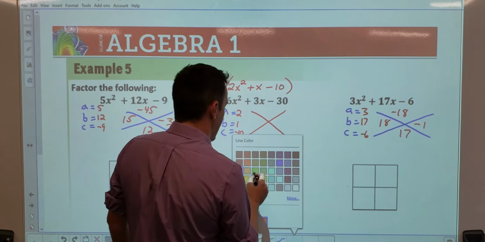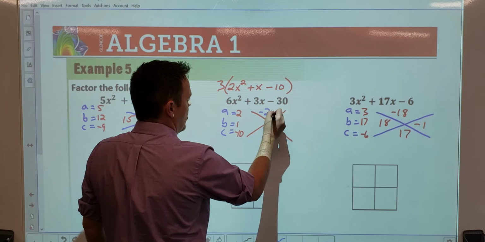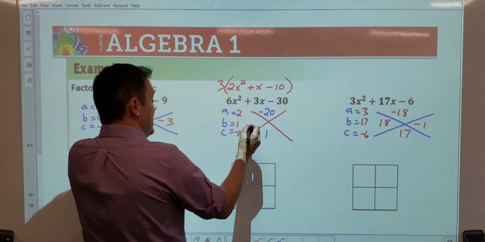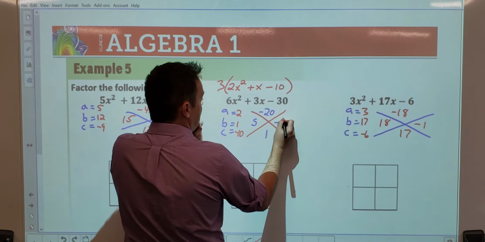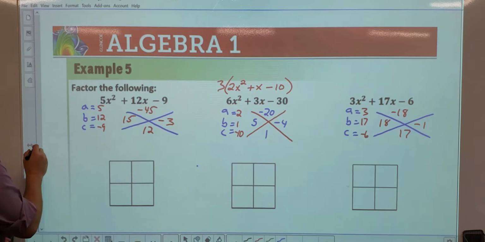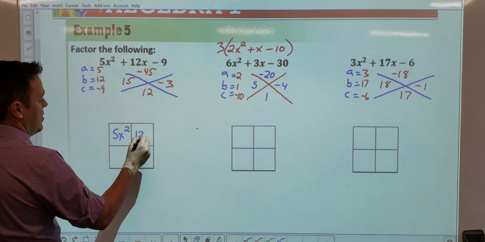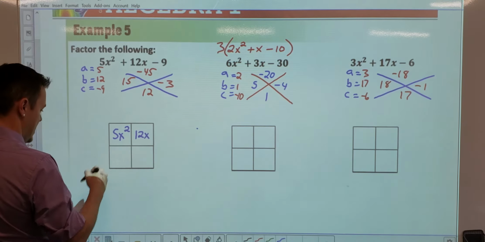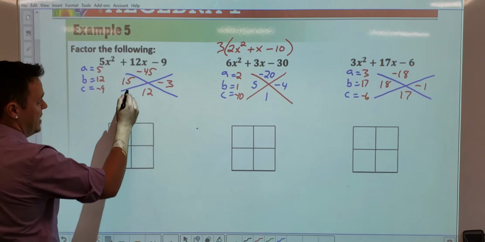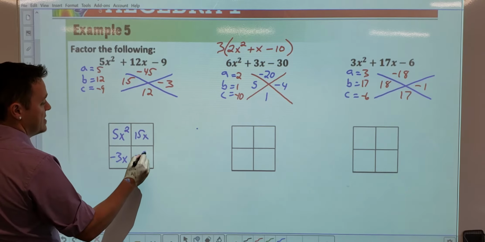All right, so now what we have to do from here is do your setup. So the top value is going to be negative 20, and this is going to be 1. And then what two values would that be? That would actually be 5 minus 4, right? 5 minus 4 is 1. Multiply them together, you get negative 20. All right, now we can do our Punnett Square. This is 5x squared and 12x. And then, whoops, not 12x, sorry. And then 15x and negative 3x. And then the last term is negative 9.